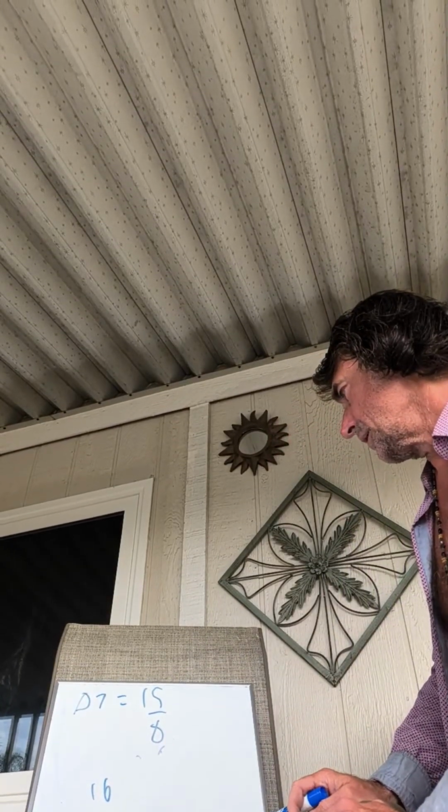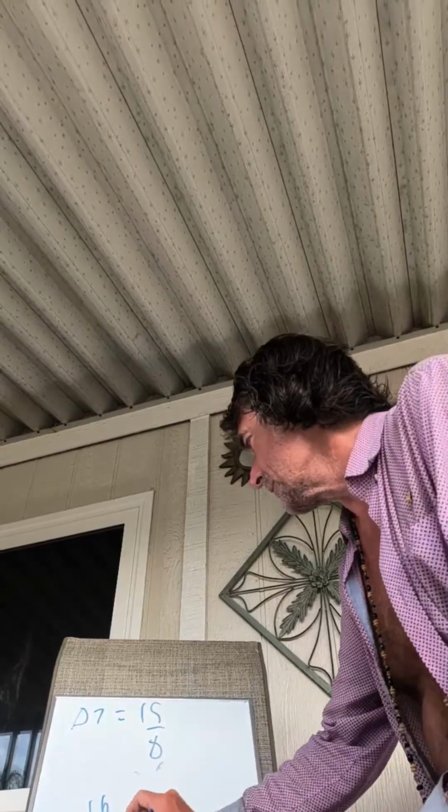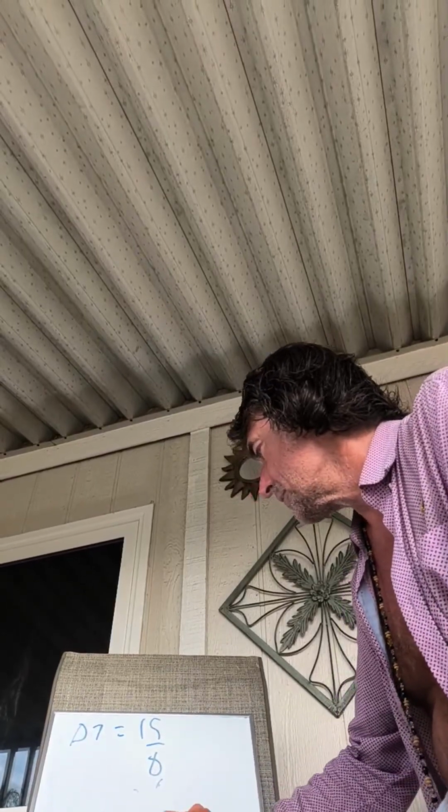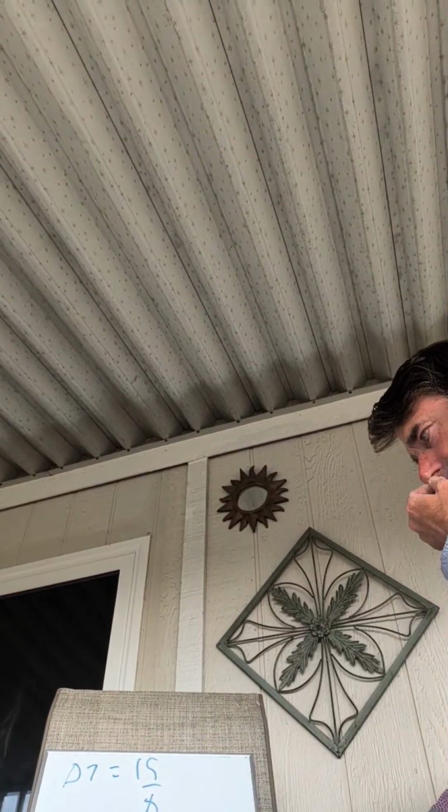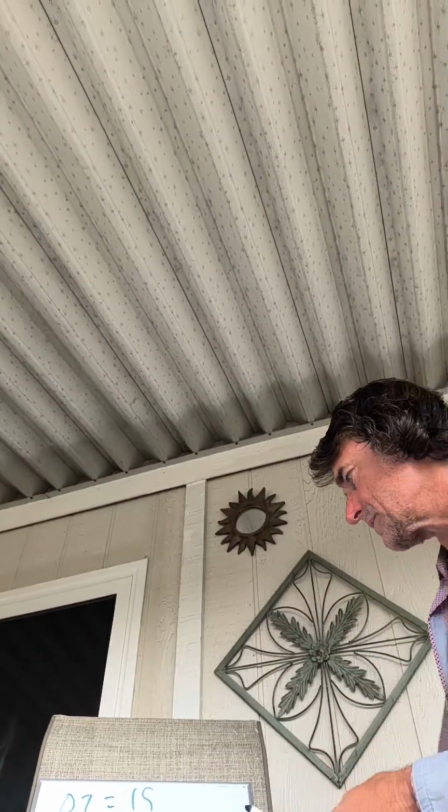So 15 over 8 is a major seventh, and therefore I could say a half step is 16 over 15. At least one way of looking at a half step would be 16 over 15.